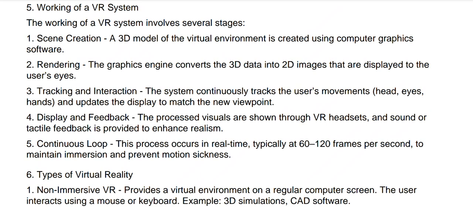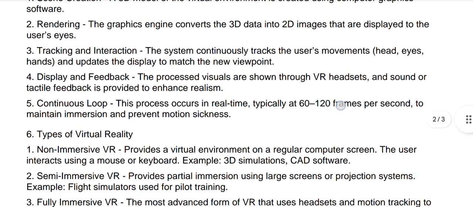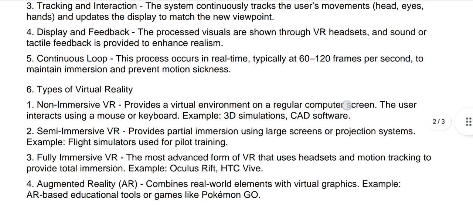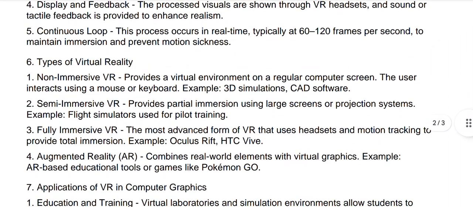Display and feedback: the processed visuals are shown through the VR headset, and sound or tactile feedback is provided to enhance realism. Continuous loop: this process occurs in real time, typically at 60 to 120 frames per second, to maintain immersion and prevent motion sickness.